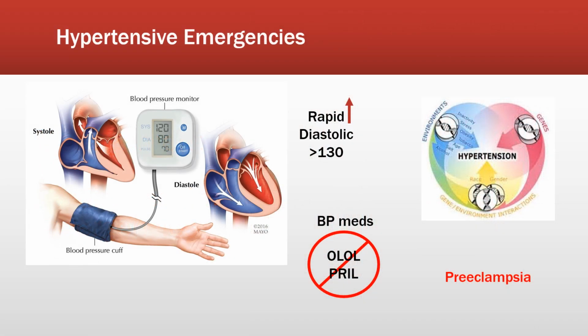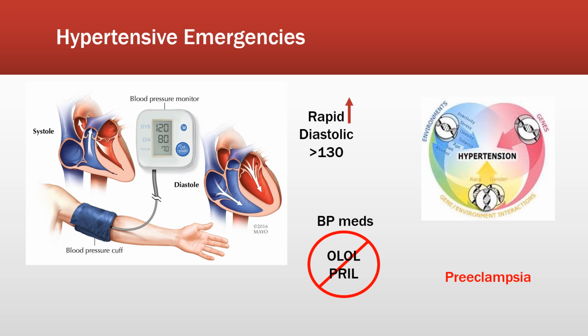Let's talk about hypertensive emergencies. A normal blood pressure is 120/80. That top number is your systolic function and the bottom number is your diastolic function, or the pressure that's always in your heart. A rapid increase in that diastolic pressure over 130 constitutes an emergency.